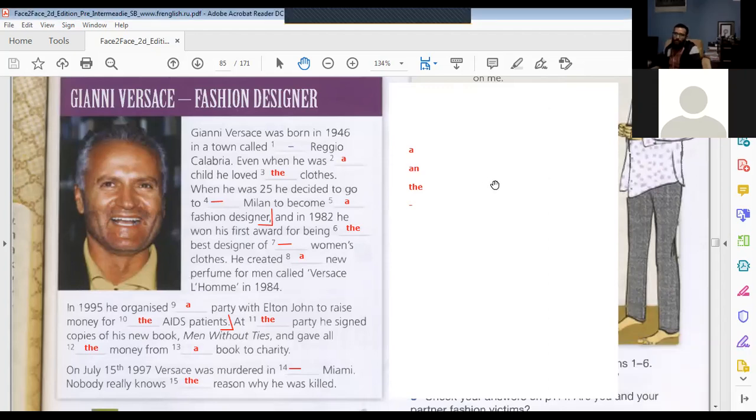Gianni Versace was born in 1946 in a town called Reggio Calabria. Even when he was a child, he loved clothes. When he was 25, he decided to go to Milan to become a fashion designer. And in 1982, he won his first award for being the best designer of women's clothes. He created a new perfume for men called Versace L'Homme in 1984.